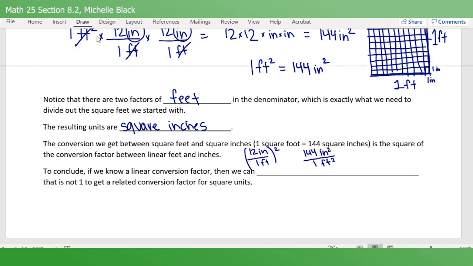So to conclude, if we know a linear conversion factor, we can then square the number that is not 1 to get a related conversion factor for the square units. Notice in the one we did, we had to square the 12. Yes, we squared the 1, but 1 squared is still 1, so it didn't change. So if you square the number that's not 1, you can end up with the conversion factor for our square units.